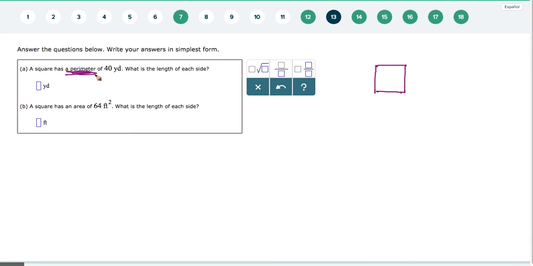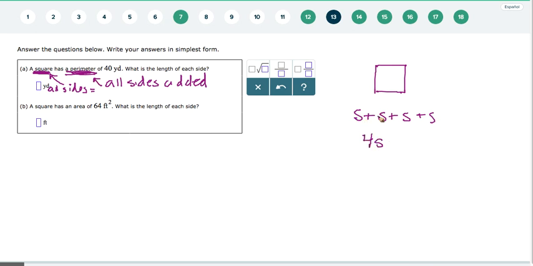Perimeter. Perimeter is all sides added. So side plus side plus side plus side. All sides are equal because it's a square. So it's like 4s, right? S plus S plus S plus S. S added 4 times is 4 times S.